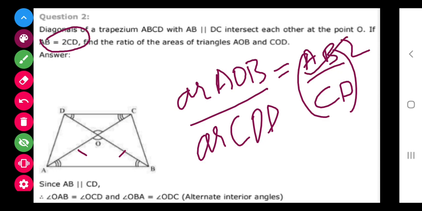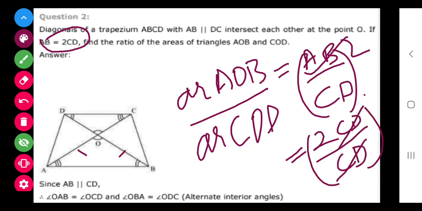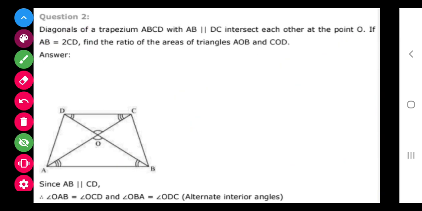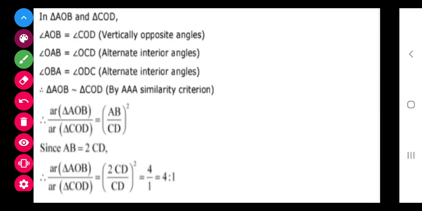In place of AB, I will substitute twice CD upon CD. This CD and CD will cancel out, and the square remains. Finally, what have we got? 4:1. Same is done here, class.